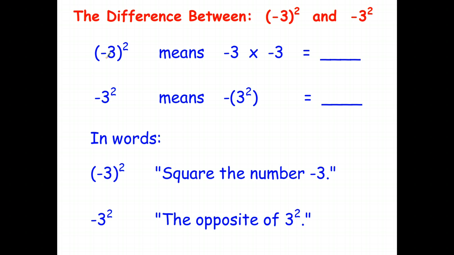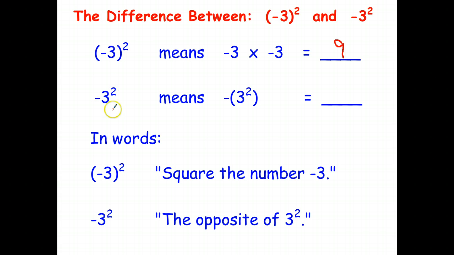So we need to actually have a good look at this, because it's a common mistake and it's an easy one to make. So -3 in brackets squared. Well, that means just squaring the number inside the brackets, which is -3 by -3. Well, as we learned in the last video, if you're multiplying two numbers with the same sign, the answer is positive. So that one simplifies to 9.